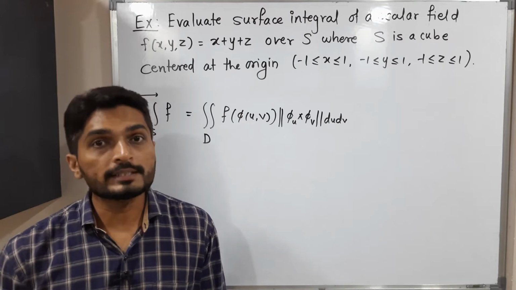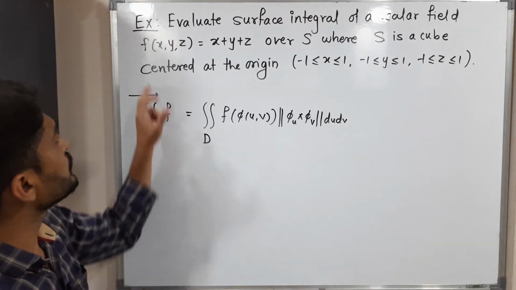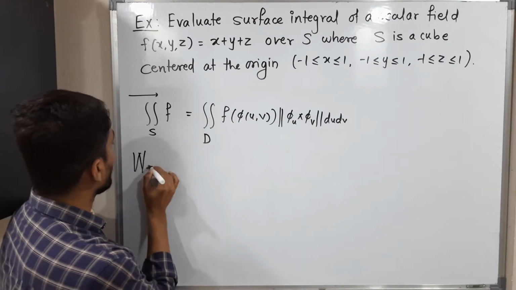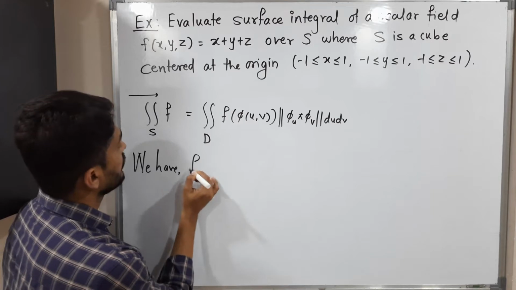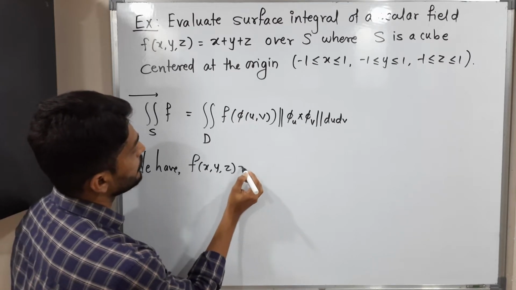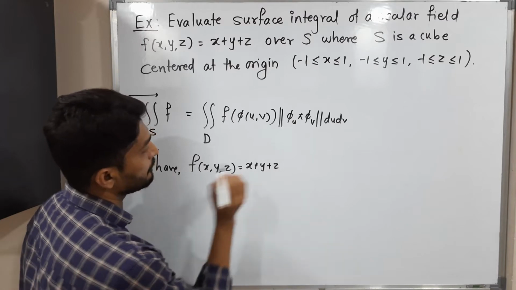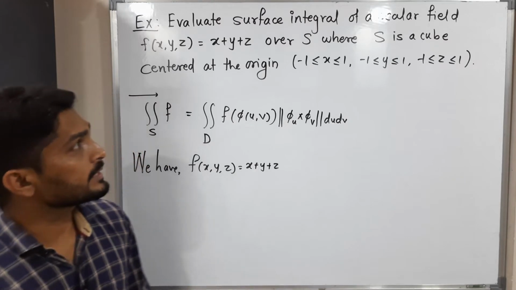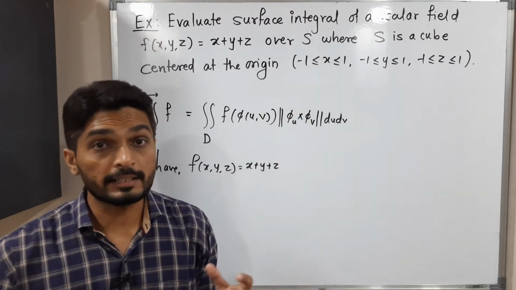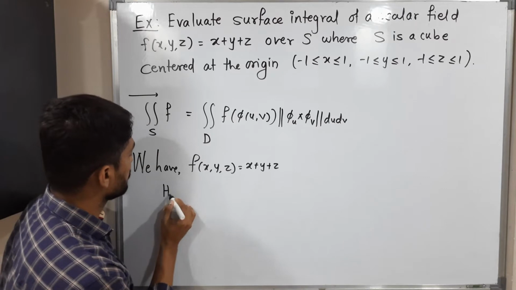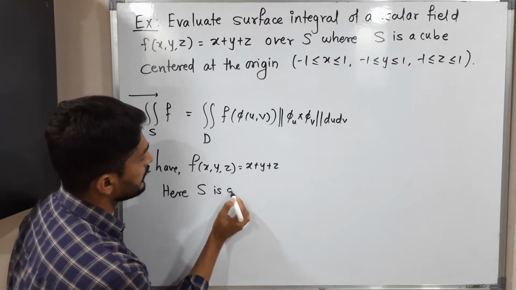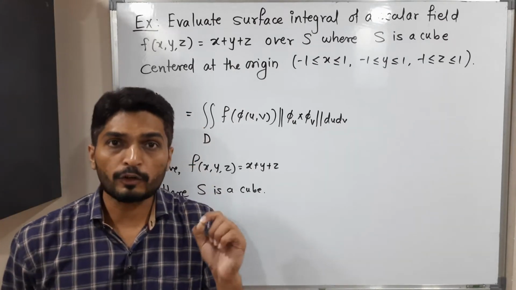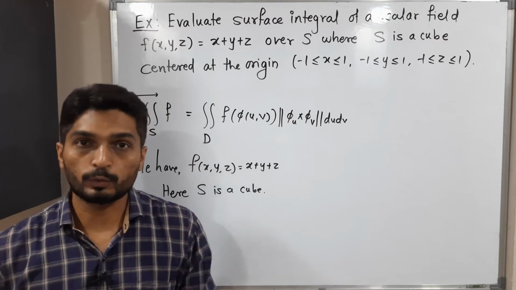So let us write what the given function is. In the problem they have mentioned the scalar field f is defined in this way. So let me write, we have f of x y z is equal to x plus y plus z. I have written the given scalar field. Now we have to focus on the given surface. So what is the surface? They have clearly mentioned S is a cube. So let me write here, S is a cube centered at the origin. That means at the center of that cube we get the origin.